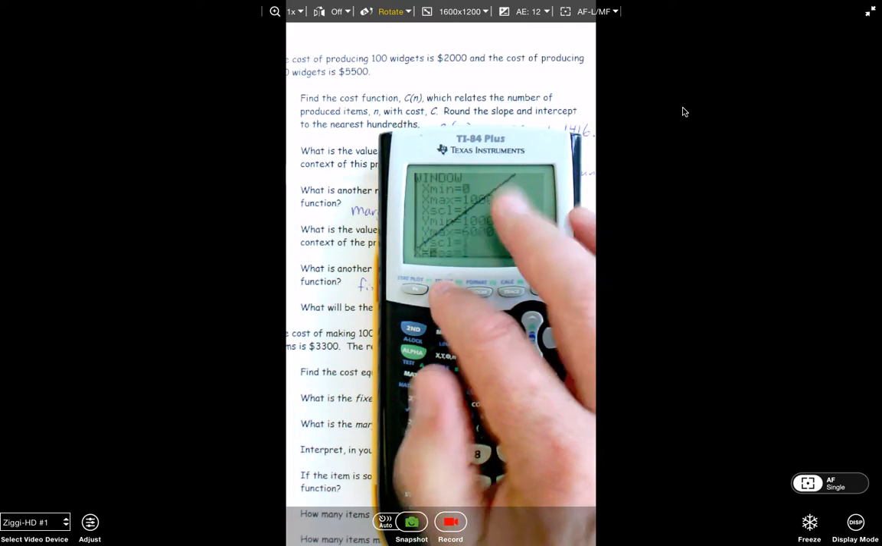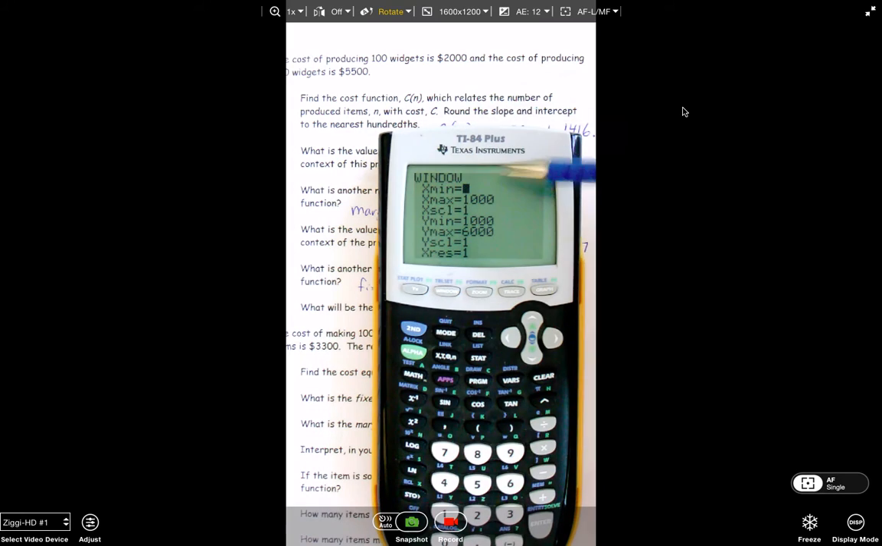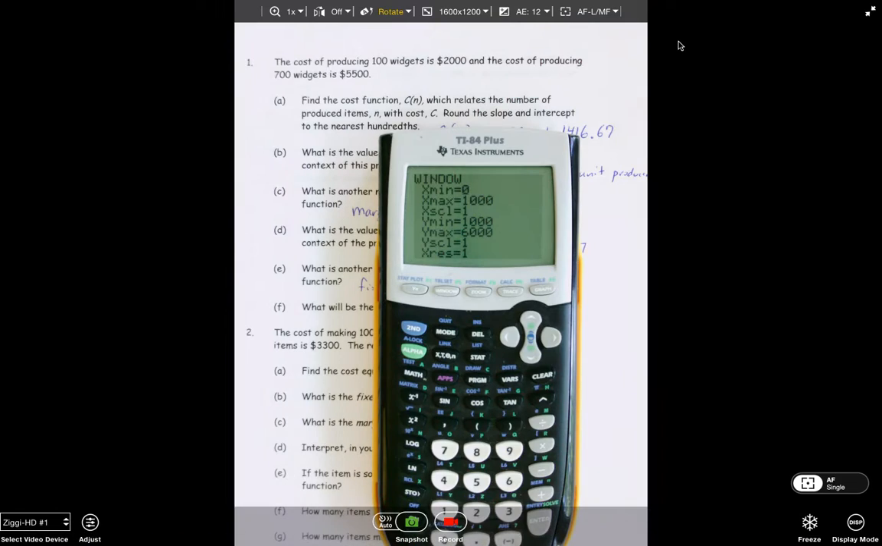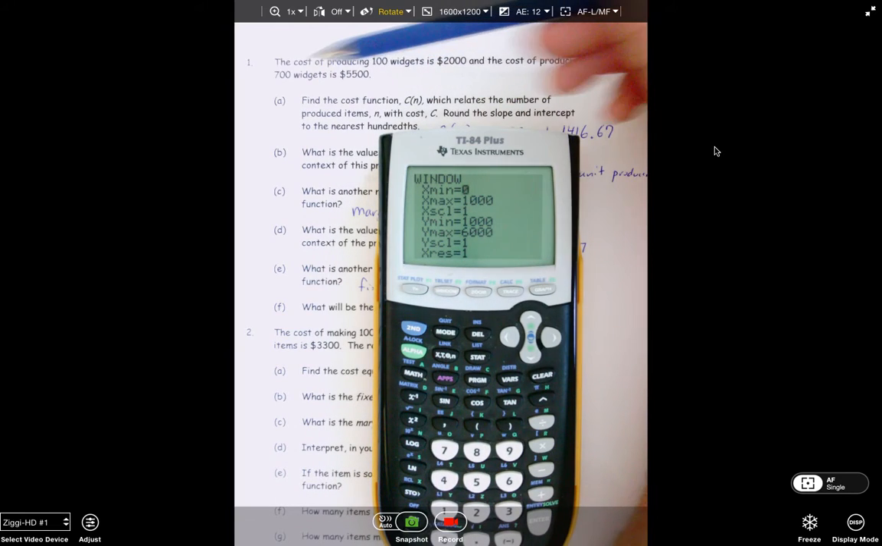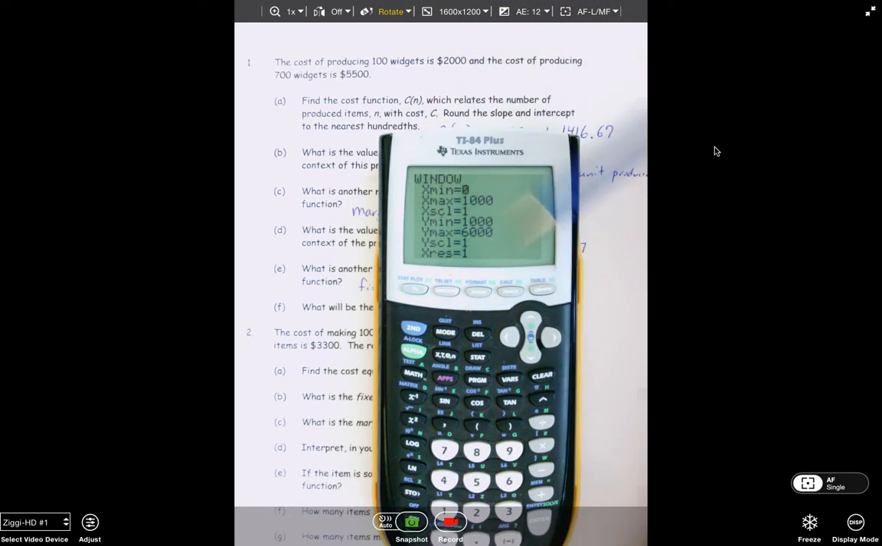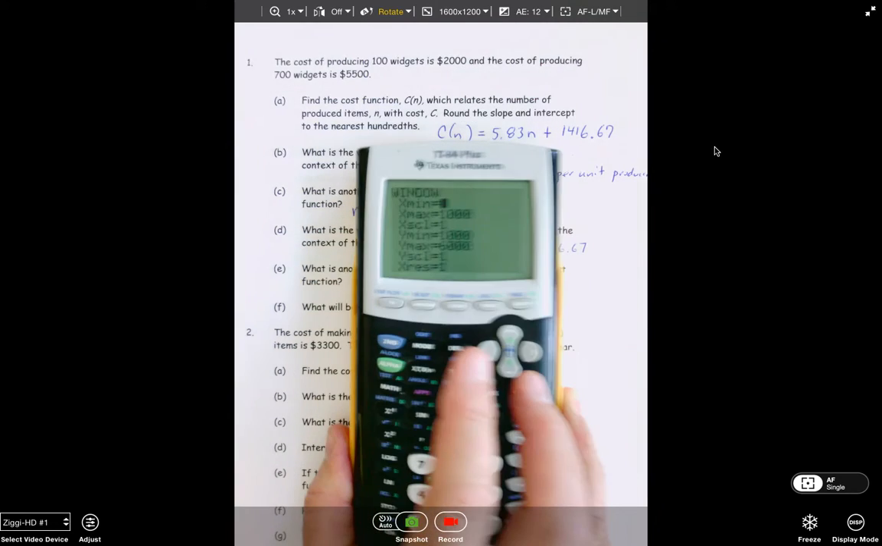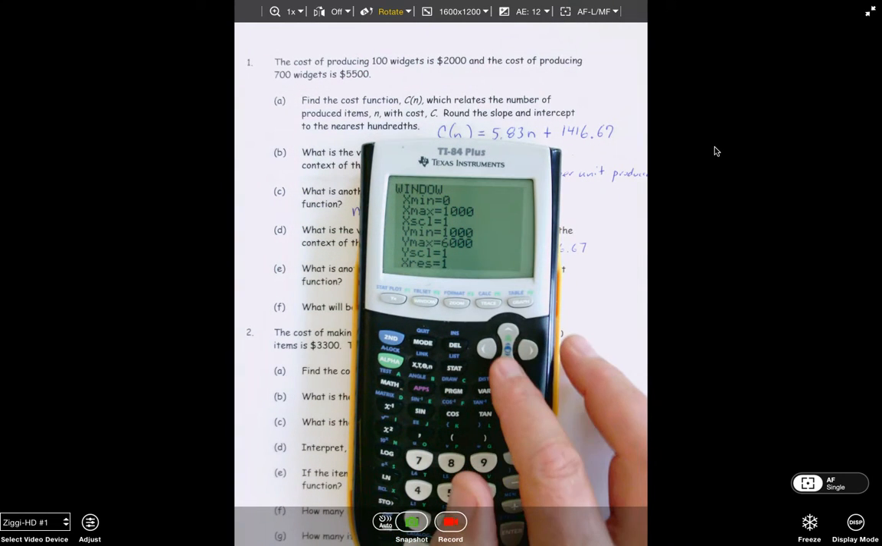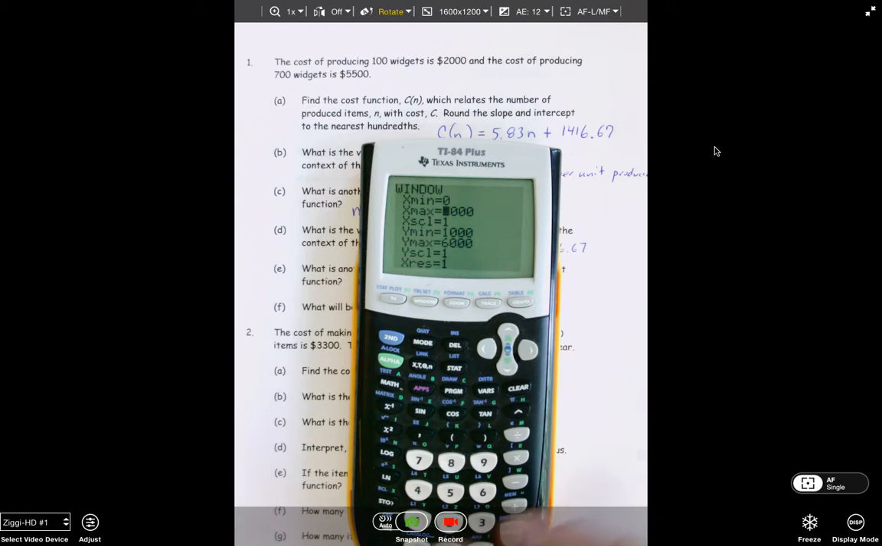If I go back to window, I can only work problems from 0 to 1,000, and really that's all I needed to do. I don't know why the thing keeps narrowing. That's all I needed to do because I had 100 widgets and 700 widgets. This 0 to 1,000 right here took care of what I had. But now for some reason I want to come in and figure out 1,250. So I need to go high enough to where 1,250 is included. So I'm just going to be safe and go out there around 2,000.